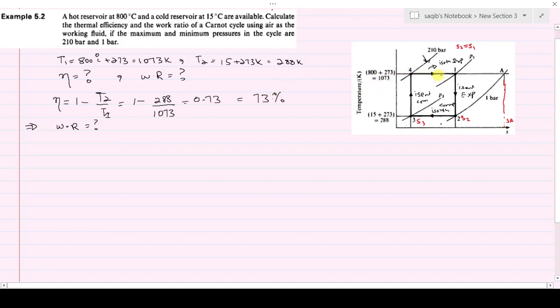Now for this process, 4 to 1 follows the isothermal process because it is perpendicular to this T axis. So the temperature is constant throughout. We know that the change in entropy is equal to the change in heat divided by temperature. We are already familiar with the definition of entropy. But here from 4 to 1 we have an isothermal process.